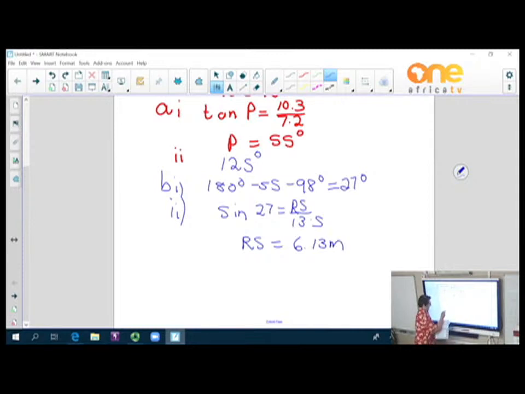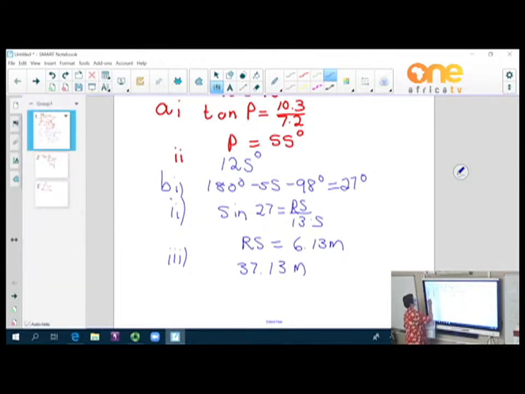And then finally, find the total distance that the ferry sails. That's right around PQRS. You just add all those sides, and it is 37.13 meters. That's then the total distance.